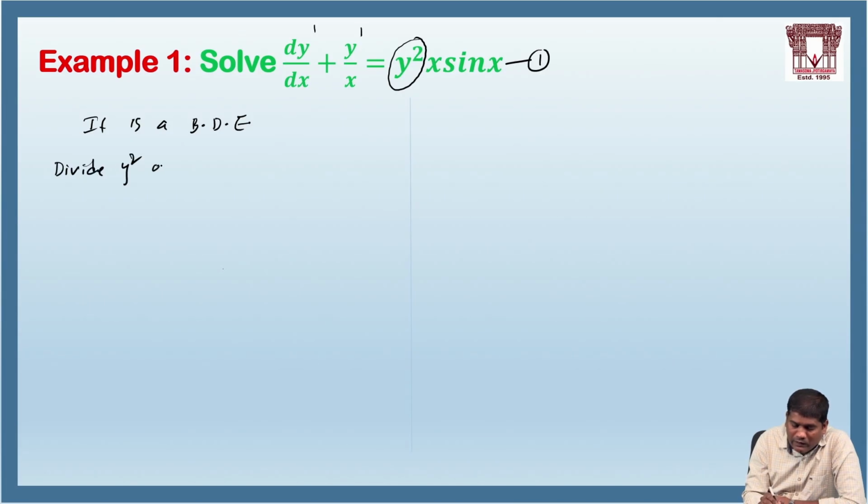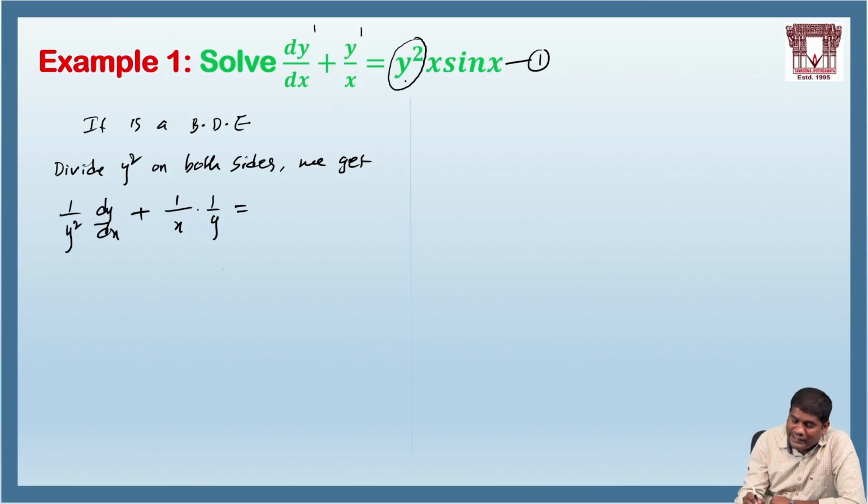Y square on both sides, we get 1 by y square into dy by dx plus 1 by x into y divided by y square. Then we can get 1 by x into 1 by y is equal to, on the right hand side, y square cancels. Then we can get x into sine x on the right hand side.